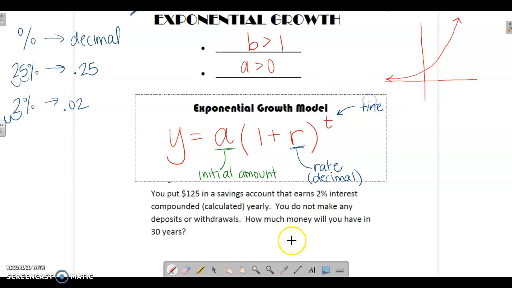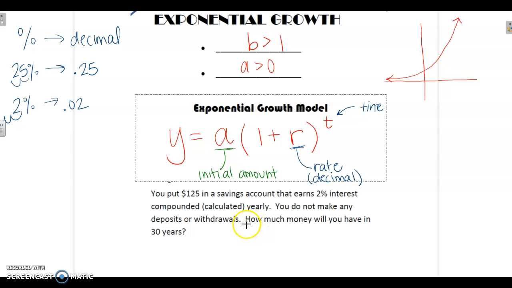What's time right now? So we're going to give that in years. So it's probably easiest to look at this with an example. It says you put $125 in a savings account that earns 2% interest, compounded or calculated yearly. So that word compounded just means how often are they calculating your interest. You do not make any deposits, meaning you don't put money in, and you do not make any withdrawals, meaning you do not take money out. How much money will you have in 30 years?